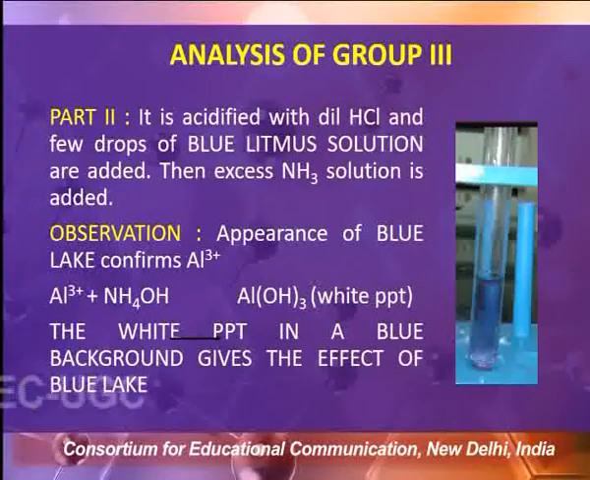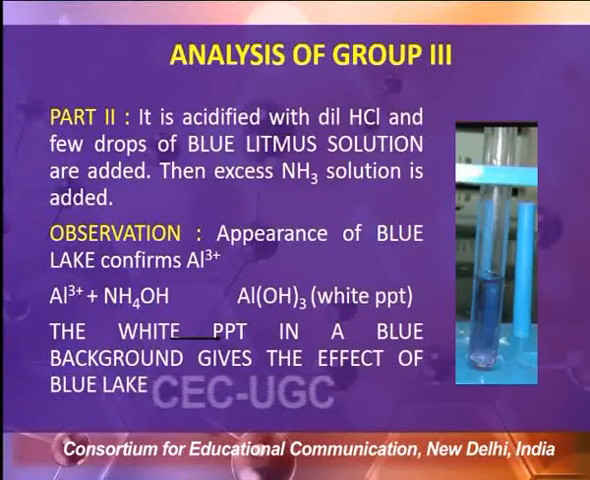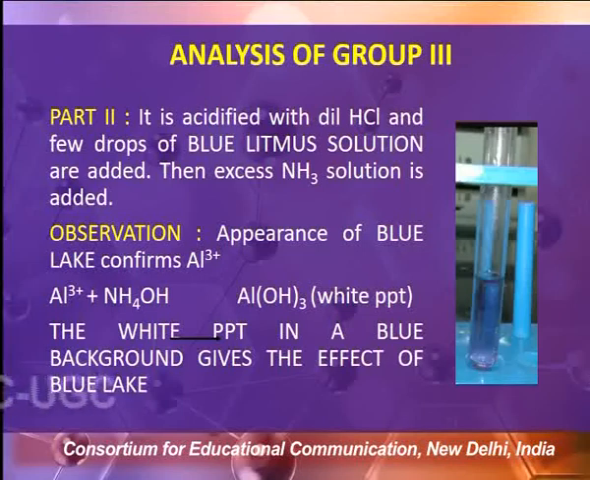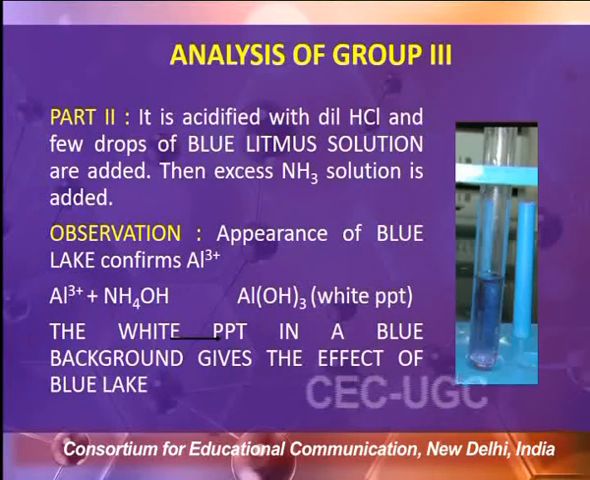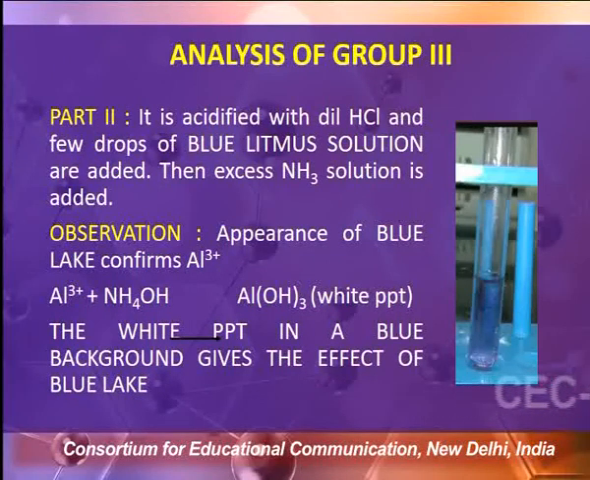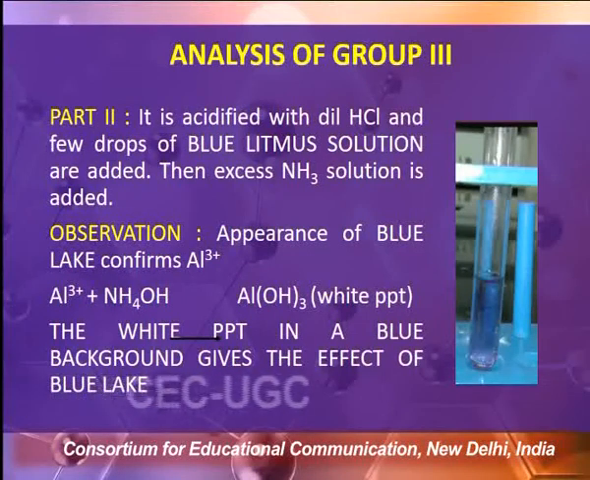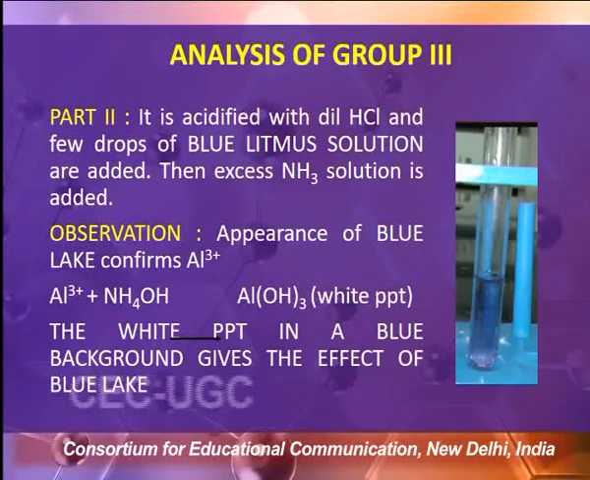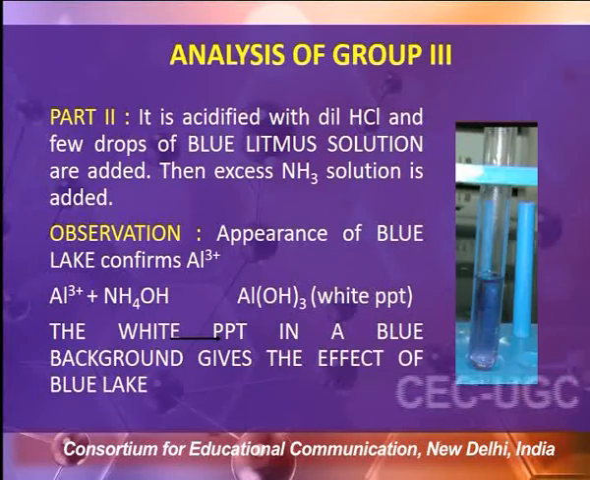The second part is acidified with dilute HCl and a few drops of blue litmus solution are added. After that, excess ammonia solution is also added. If there is an appearance of a blue lake, it confirms aluminium ions in the mixture. A white precipitate in a blue background gives the effect of a blue lake. That is, when blue litmus is added to this solution, then the whole solution turns blue.